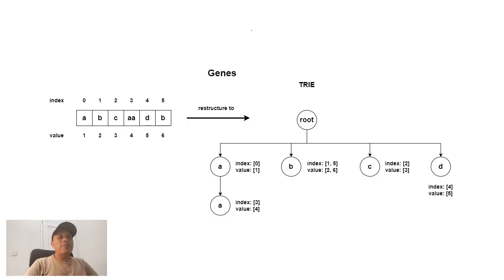Okay, I will start by explaining the trie of genes. The trie consists of several nodes, with the root node at the top. The root node has child nodes, node A for gene A, node B for gene B, node C for gene C, and node D for gene D.